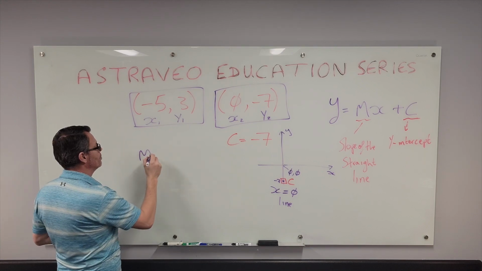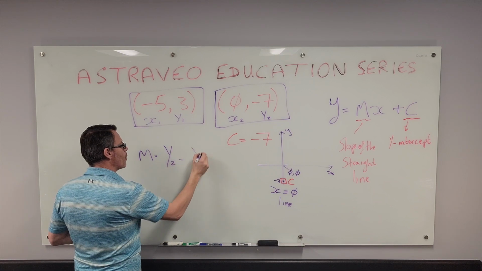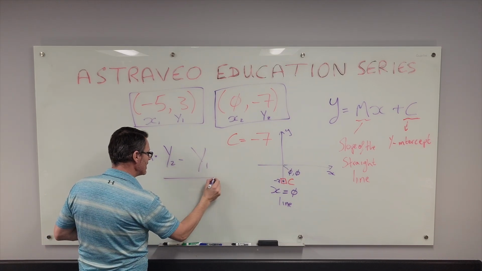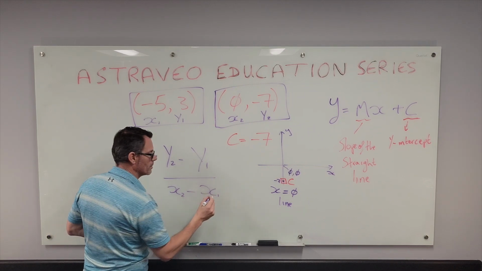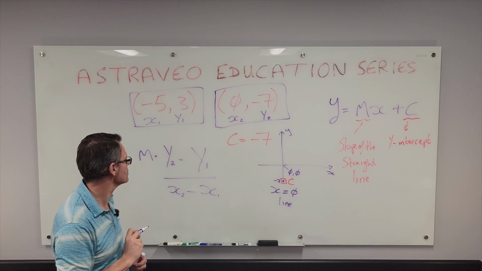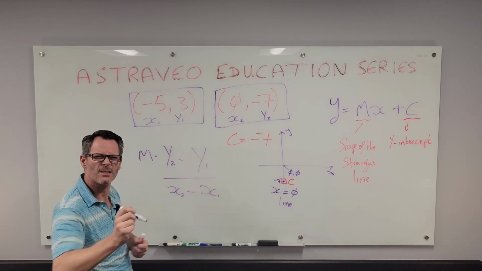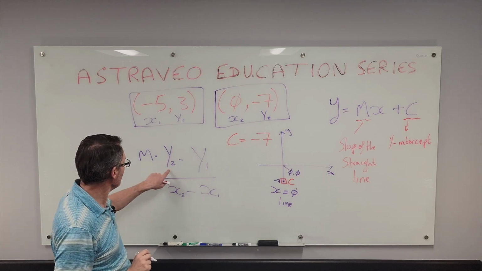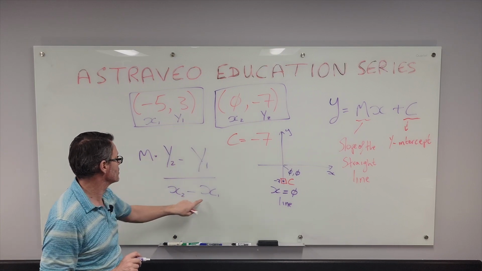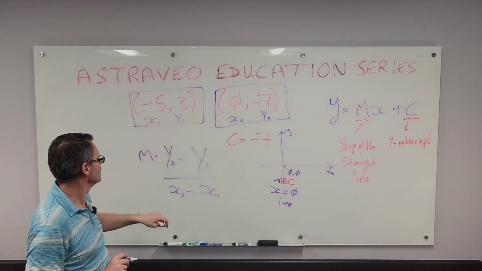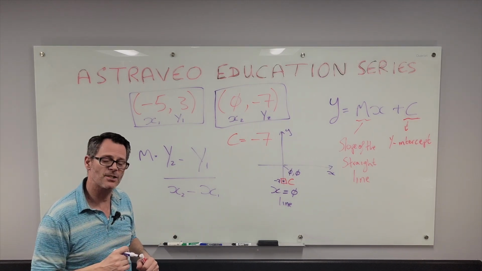M, the slope, has a very formal definition. It's y2 minus y1 divided by x2 minus x1. My trusty squeaky pen never fails. Some people call this the rise, some people call this the run. It's the rise divided by the run. Well, we have numbers for here: y2, y1, x2, x1. So all we have to do is plug the numbers into the equation and we'll have our slope.